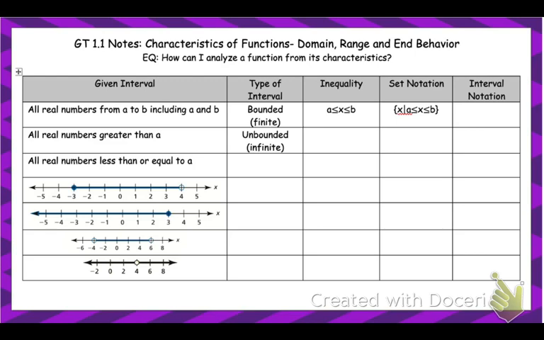So the first thing we're going to do, if it's all real numbers from A to B, including A and B, that is a bounded interval because we clearly know the start and stop point. In inequality notation, that would be our or equal to values. Set notation, if you notice, what follows after that bar is exactly what we did in inequality notation. And that little bar there is read as X belongs to the set of.